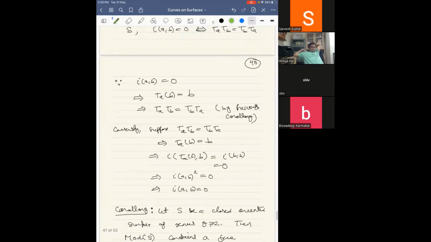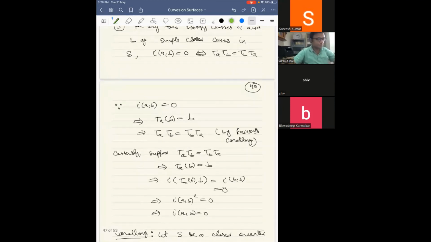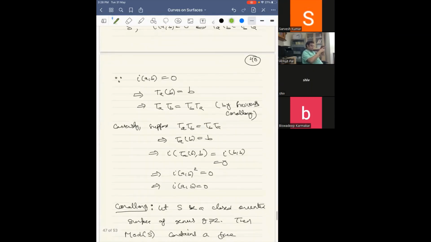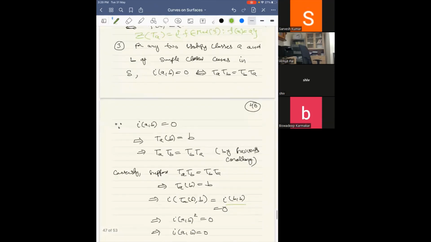Now you can look at the converse statement. Suppose T_A commutes with T_B. We know when this happens: when T_A preserves B, by the previous corollary. That was an if and only if. So if T_A(B) equals B, then you can look at the intersection number of T_A(B) with B, which is simply the intersection number of B with itself, which is 0. But we know by the proposition that the intersection number of T_A(B) and B is the intersection number of A and B squared. So this gives that the intersection number of A and B is 0. So this is the if and only if condition.